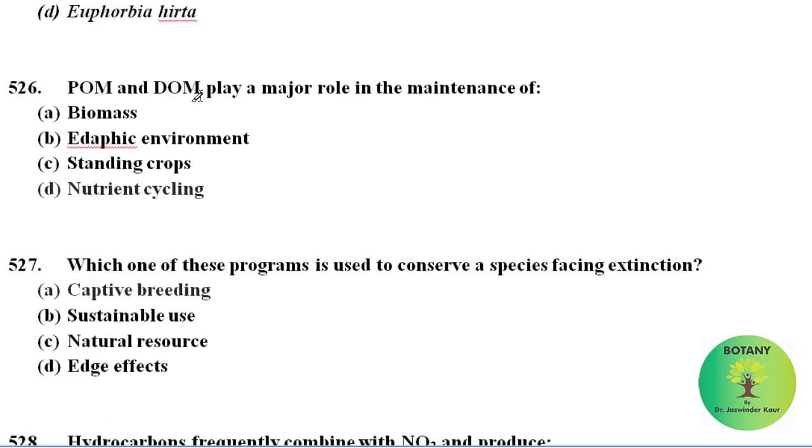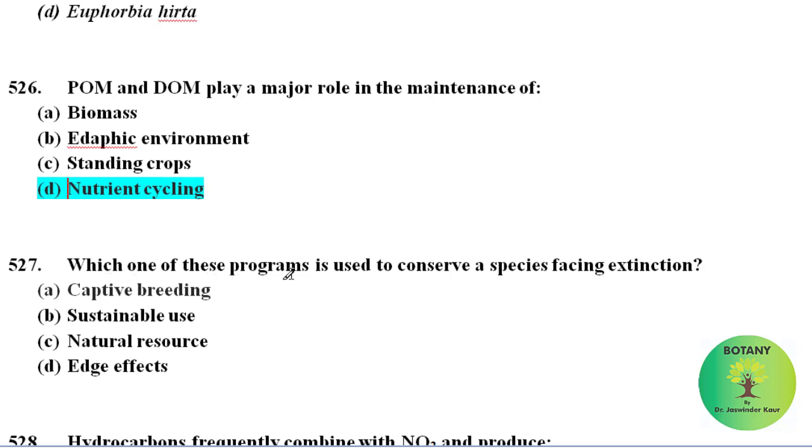POM and DOM play a major role in the maintenance of what? Here POM is particulate organic matter and DOM is dissolved organic matter. These two play a major role in the maintenance of nutrient cycling.